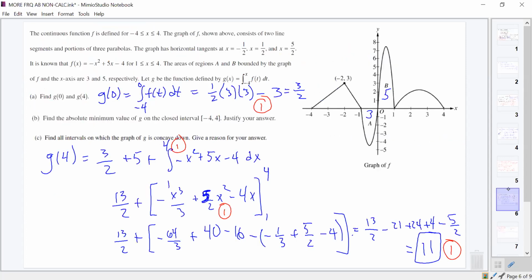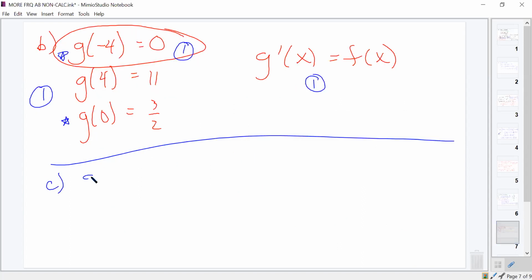All right, and then part C, find all intervals on which G is concave down. Well, G double prime is F prime. We want it to be concave down, so we need that to be less than 0. So we're looking for when are the slopes of F less than 0? When are the slopes of F negative?